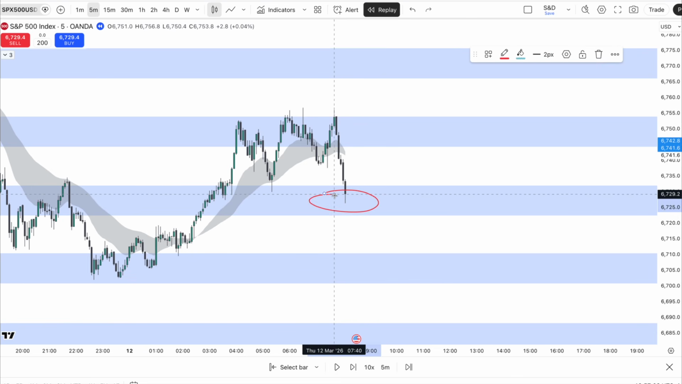So we see here that the price recently rejected from this supply level and has now dropped into this demand level.